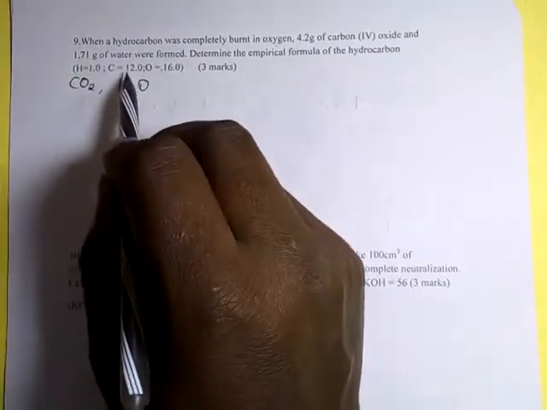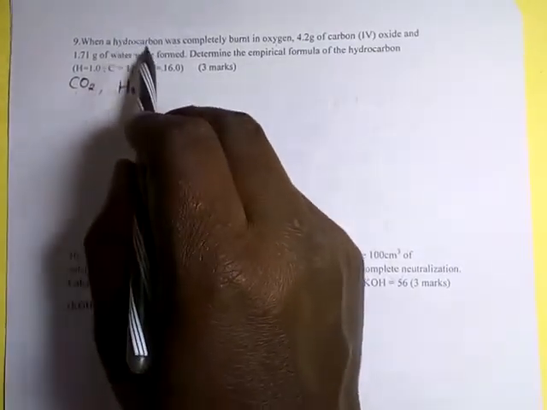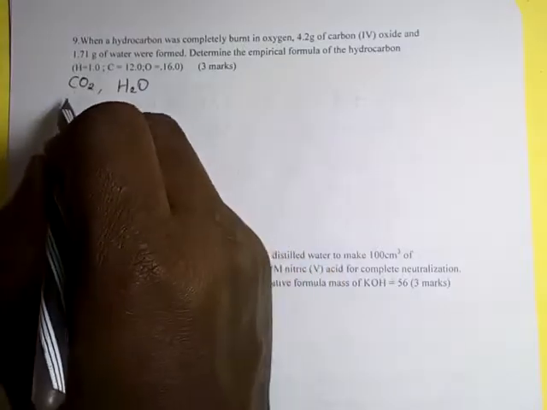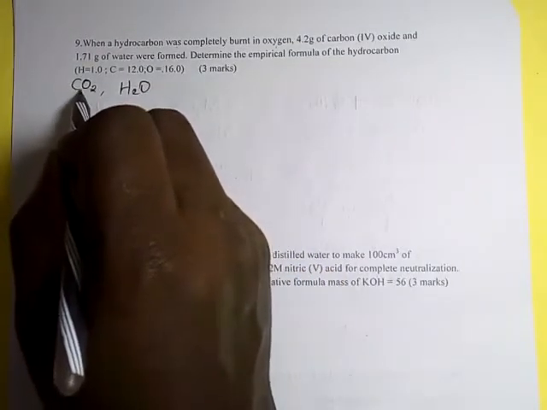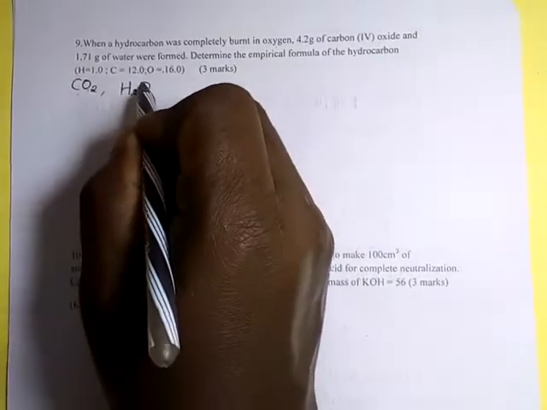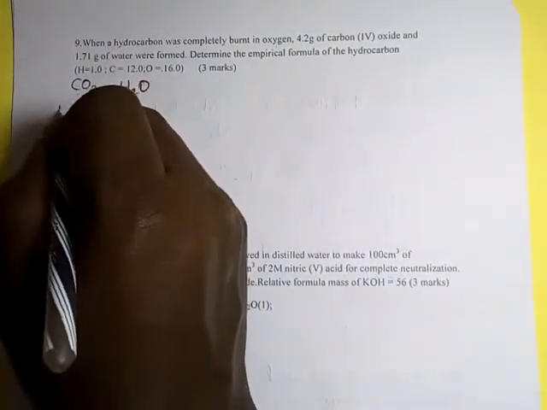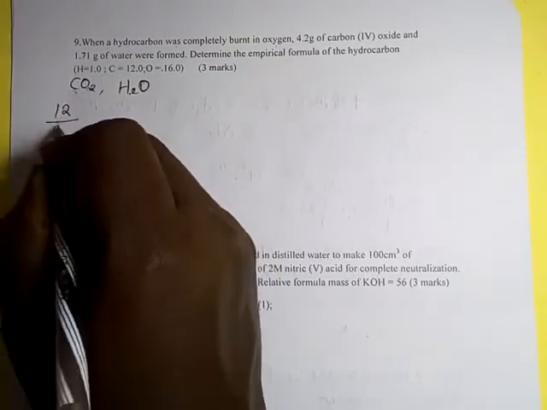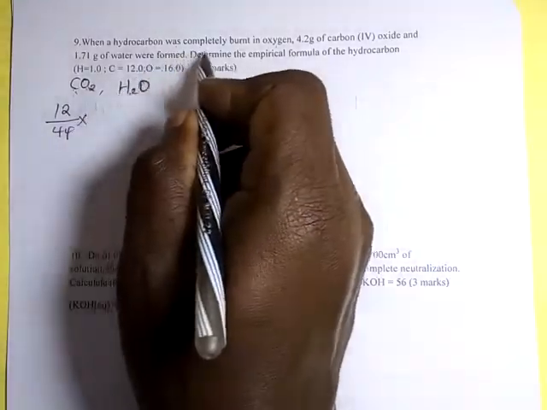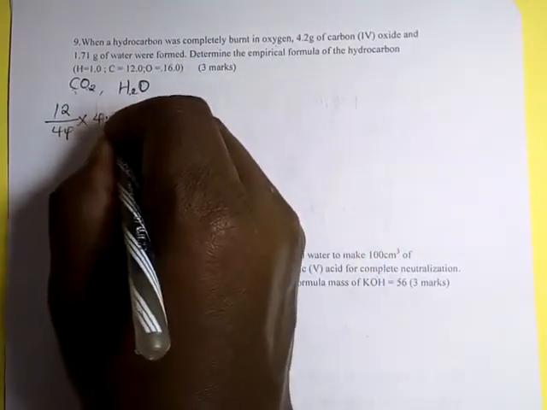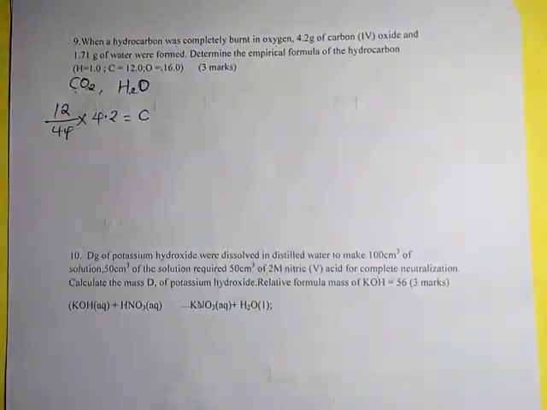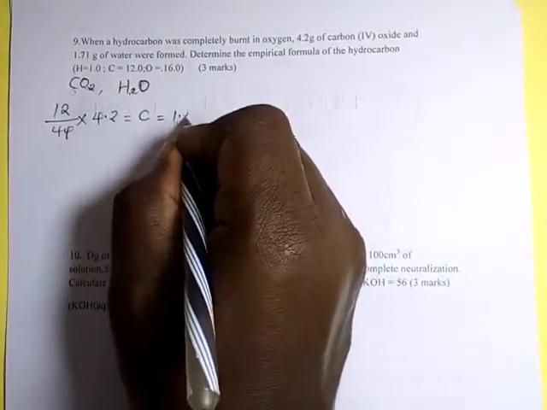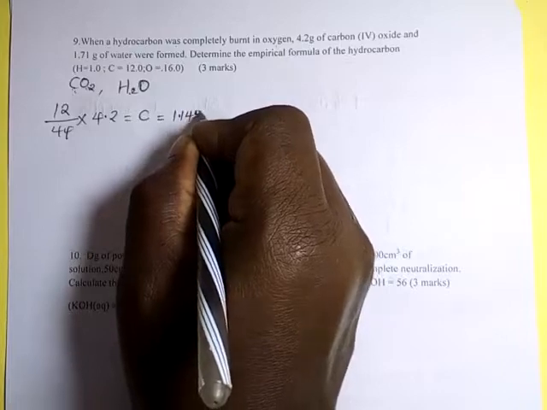What we are interested in is carbon and hydrogen, because a hydrocarbon is an organic compound which contains carbon and hydrogen only. Therefore, let us get the mass of carbon from carbon dioxide and the mass of hydrogen from the water. So carbon is 12 over the total, that is 12 plus 32, that is 44, and then times the total mass, which is 4.2. This gives us the mass of carbon, which is 1.145 grams.